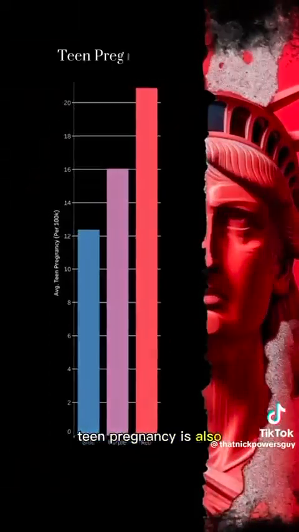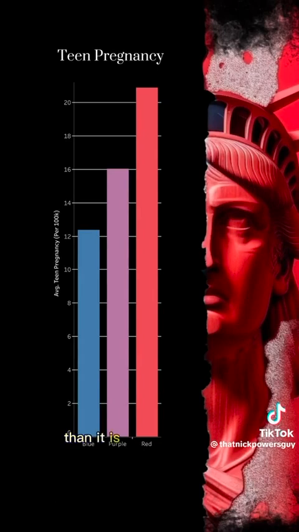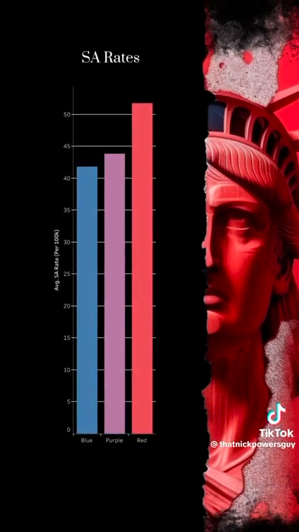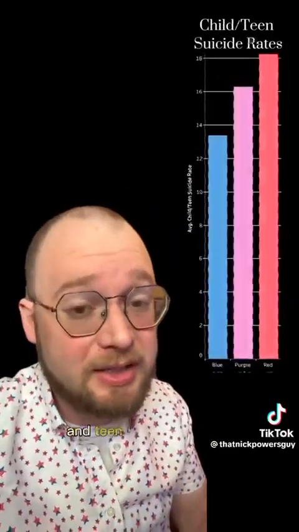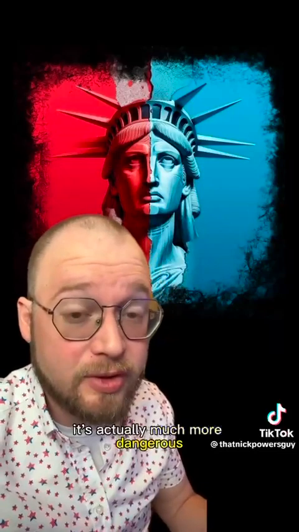Teen pregnancy is also much higher in the red and purple states than it is in the blue states, and the rates of SA are also much higher than in the blue states. And unfortunately, this holds true with child and teen suicide rates as well. So if you're looking to raise a family, it's actually much more dangerous for you and your family in red states than it is in the blue states.